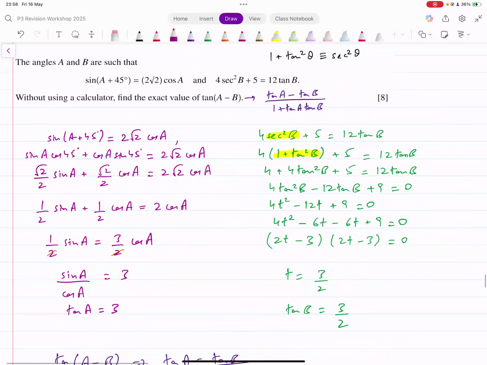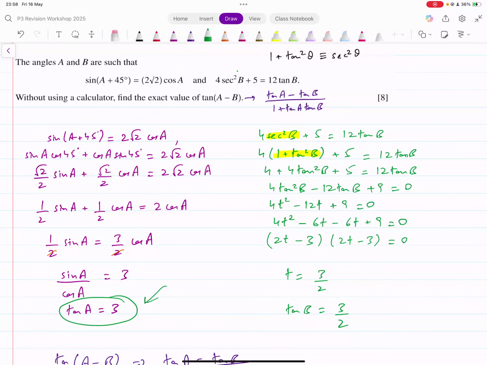We want tan a and tan b, right? This is a compound angle. We can expand this first of all. After expanding, we've got sine here, cos here, cos here. We can convert it to tan, right? Dividing by cos, that converts to tan, and we get tan a equals 3.